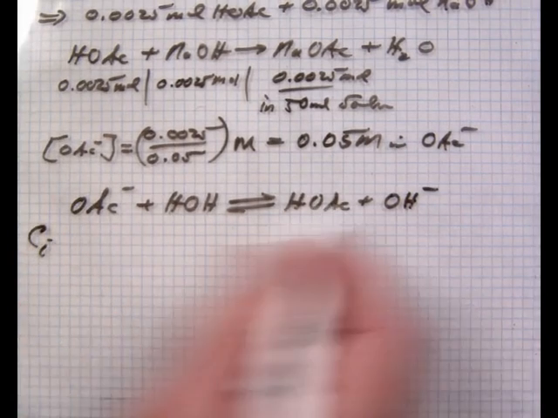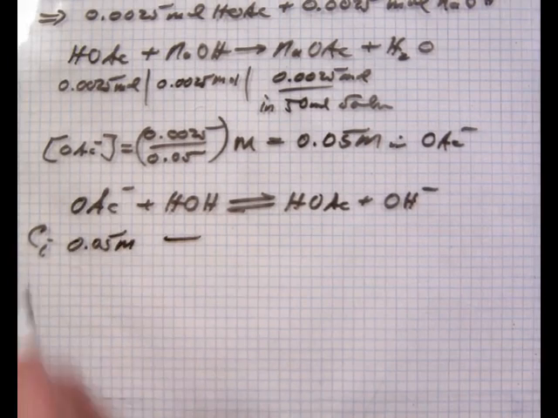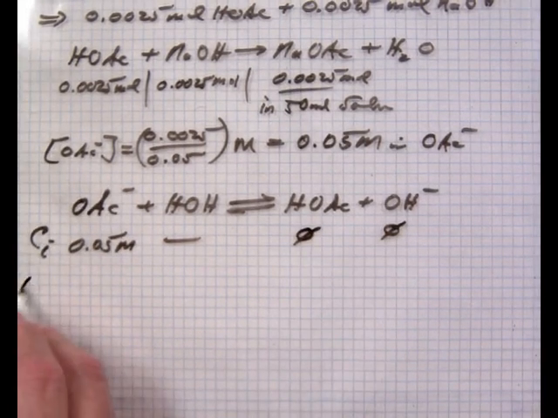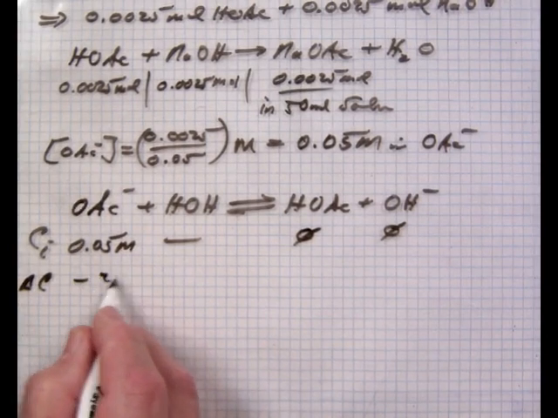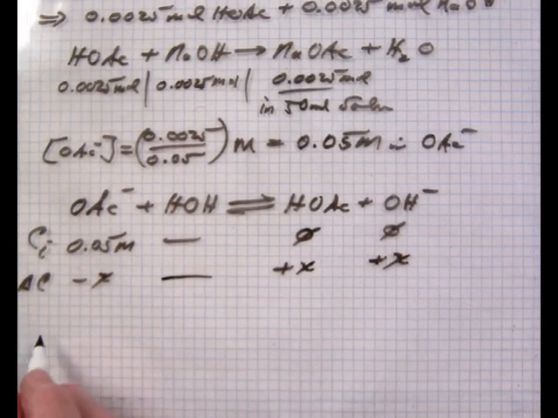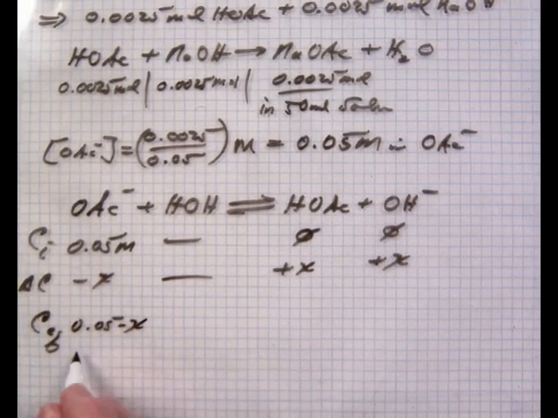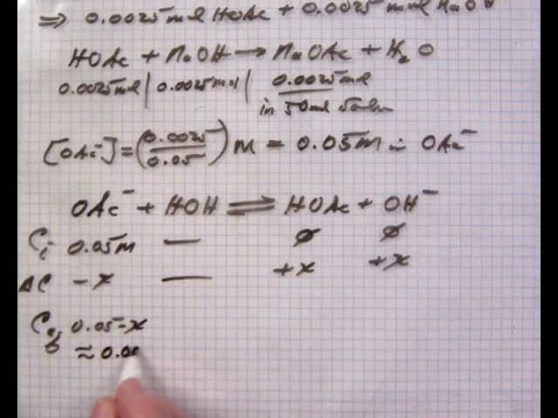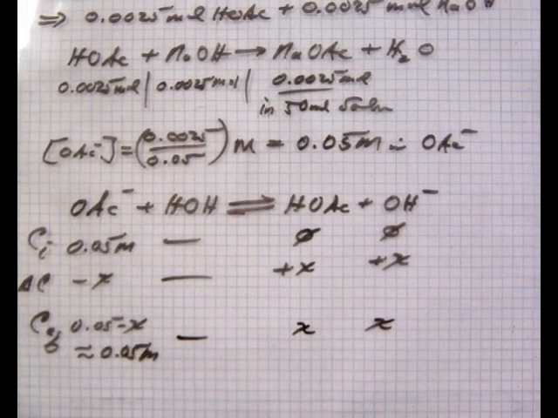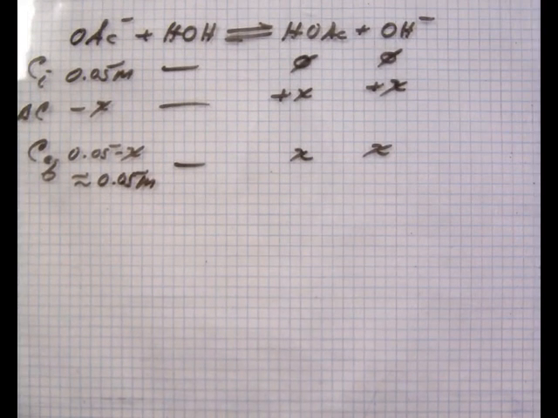So initially, we're starting with a 0.05 molar in the acetate ion and 0 and 0 change in concentration. It'd be minus X, plus X, plus X, disregard the water, and 0.05 minus X, which is 0.05 molar, and that'd be X and X. Okay, now of course I'll give you the Ka value.